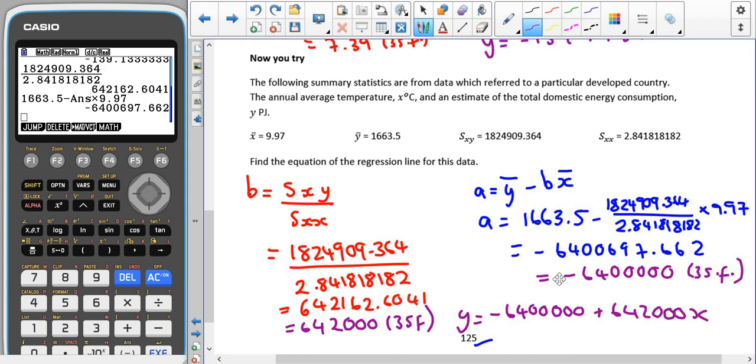So that gives us minus 6,400,697.662, or to three significant figures, minus 6,400,000. So then our regression line to three significant figures is minus 6,400,000 plus 642,000x. Again, you can give this to more accuracy if you wish to, but at least three significant figures needs to be used. Thank you very much for listening.